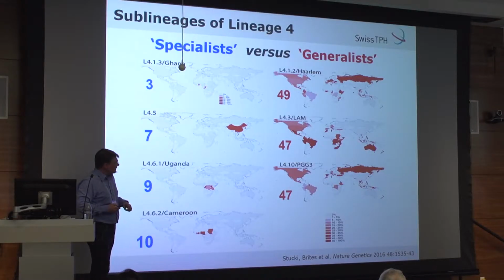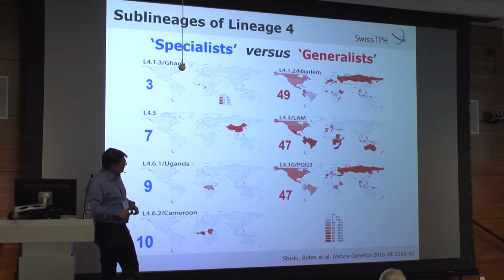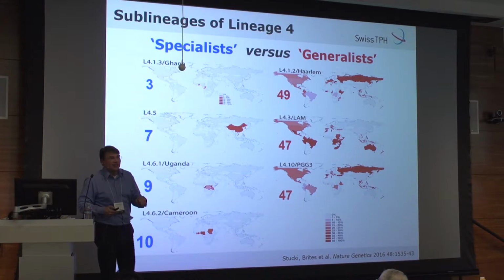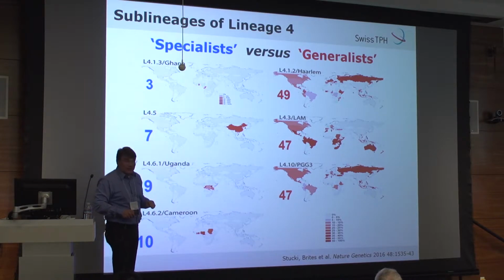And again, the large numbers there are the number of countries. This particular variant here is also known because it includes the infamous KwaZulu-Natal XDR strains in South Africa. But not all of these are drug-resistant, right? Most of these are actually drug-susceptible.